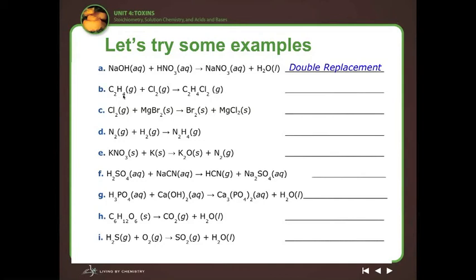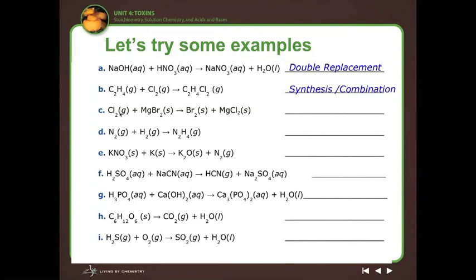It's C2H4 and Cl2. Now we've got one product, C2H4Cl2. This type of reaction is synthesis or combination. You can use either word.